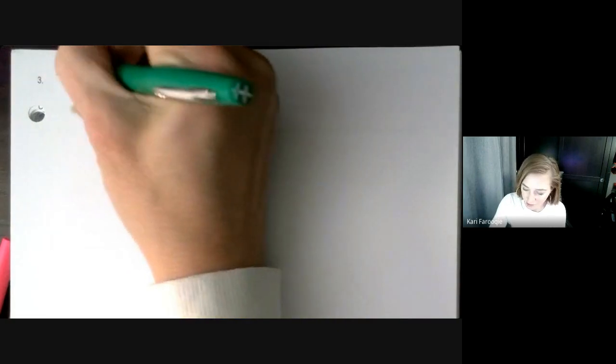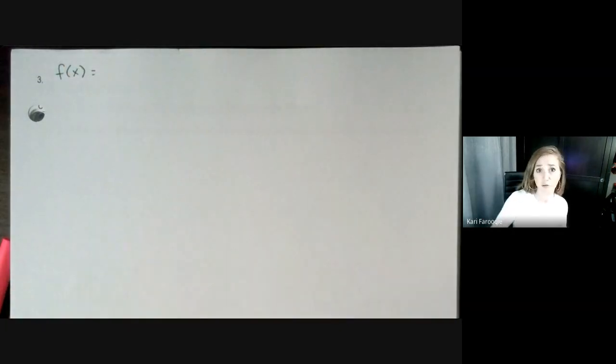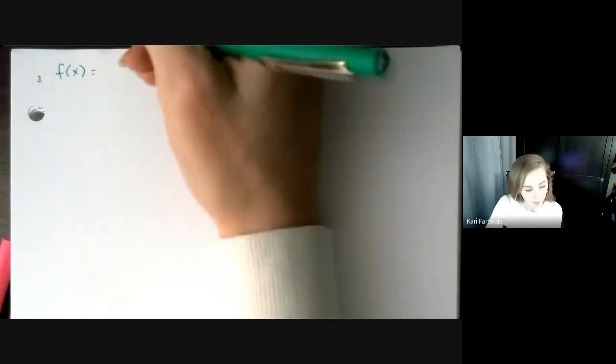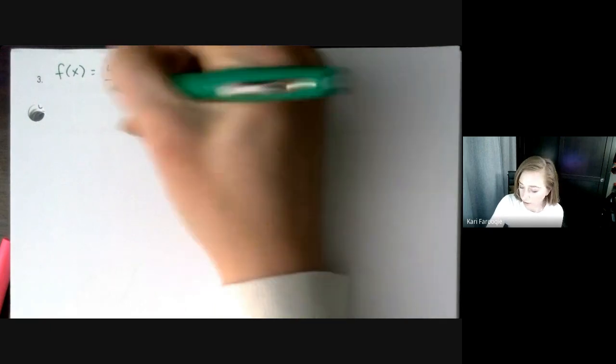It's another rational function. f of x equals... rational functions are pretty popular with curve sketching just because they can do all kinds of different things. They're very interesting. Okay, 4x divided by 1 plus x squared.